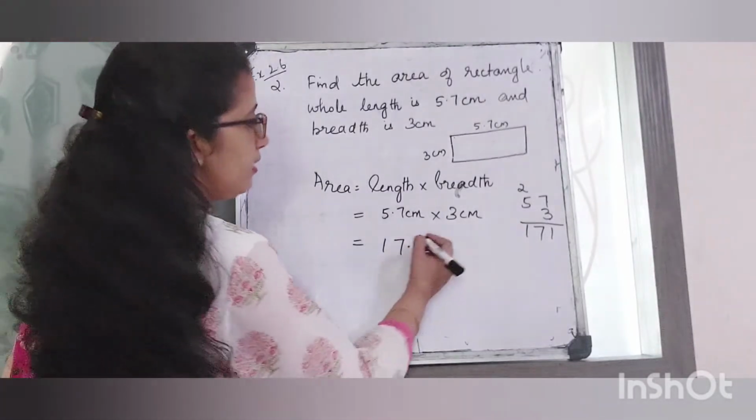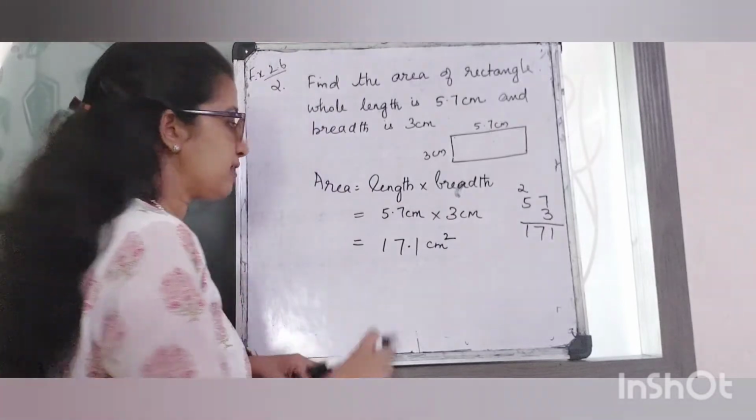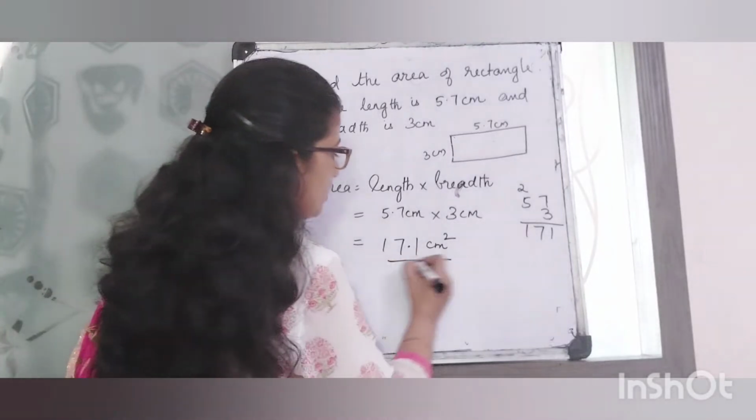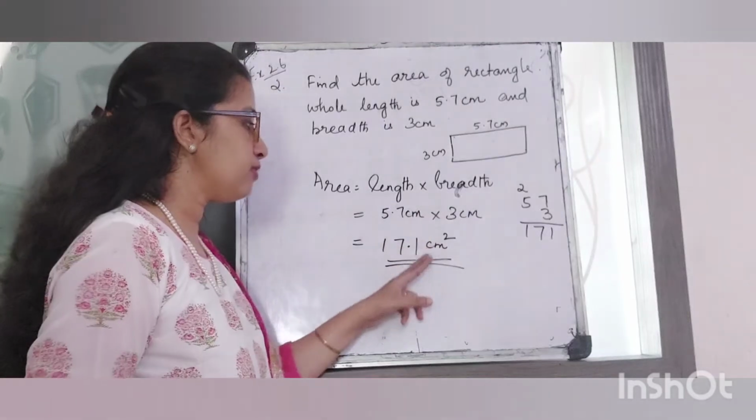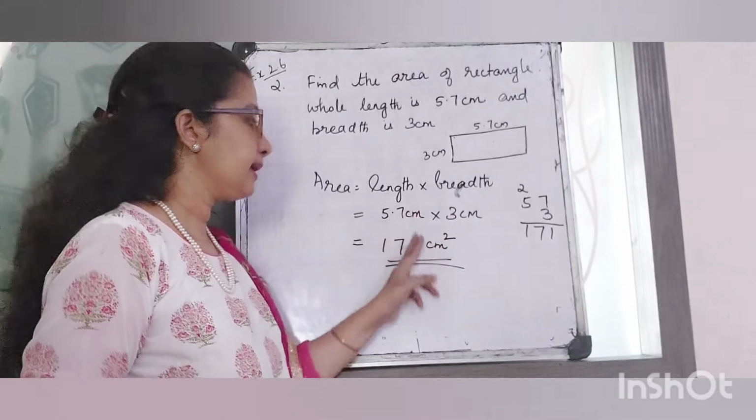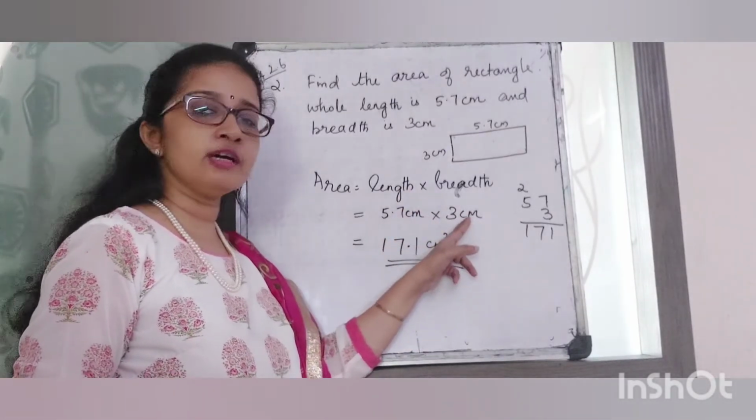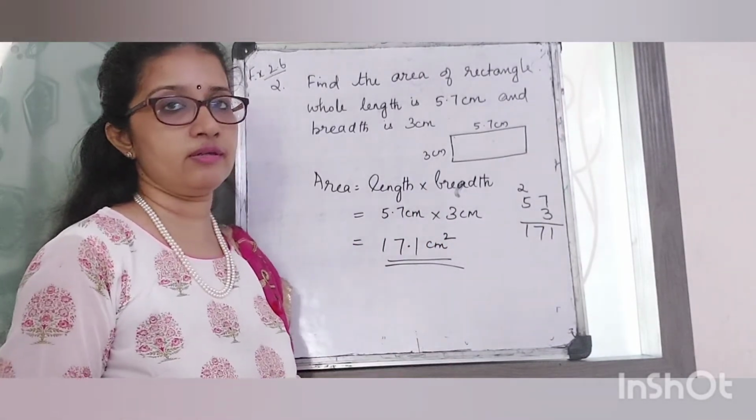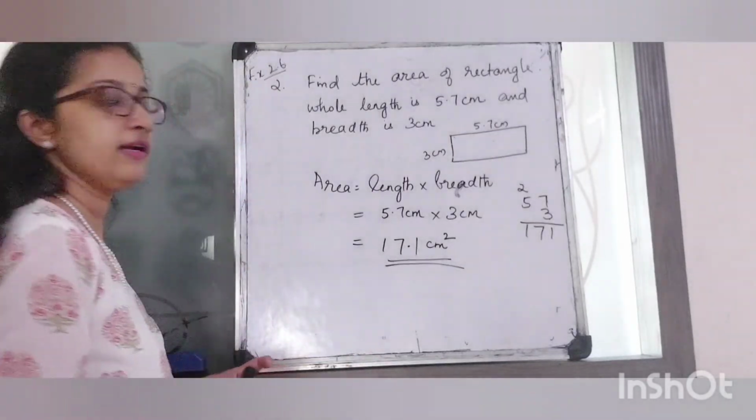What is the unit for area? Unit for area is centimeter square. Okay, 17.1 centimeter square or square centimeter. Okay, so if they have given length and breadth in terms of centimeter, the area will be centimeter square. If they have given length and breadth in terms of meter, the area will be meter square, okay, or square meter. If they have given length and breadth in terms of kilometer, the area will be square kilometer or kilometer square. Okay, clear with this? Okay, now let's move on to the next problem.